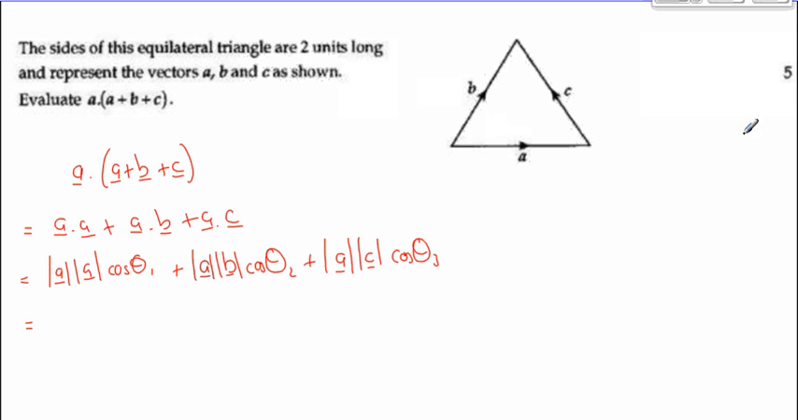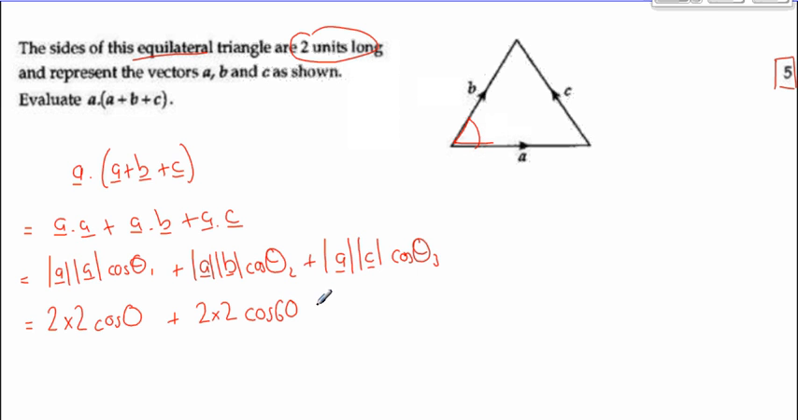Okay, so 5 marks, lots of marks here. We're doing all right so far, nice and easy. Break the brackets, substitute in the formulas. So the magnitude of A, okay, it's an equilateral triangle, 2 units long. So the magnitude is going to be 2 the whole way around. So it's 2 times 2 times cos of 0, because again, they're the same vector, so the angle between them is 0. That's 2 times 2. Now the angle between A and B, because in an equilateral triangle, is going to be 60. So 2 times 2 times cos 60.